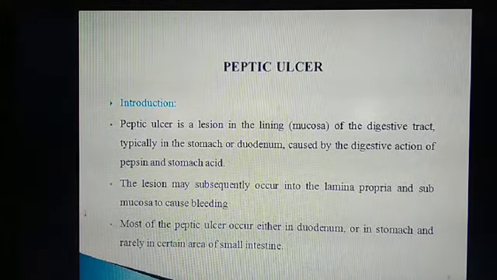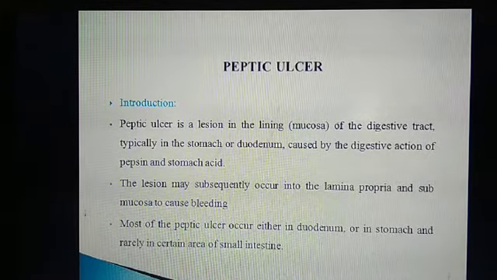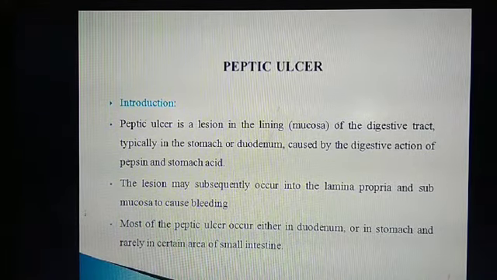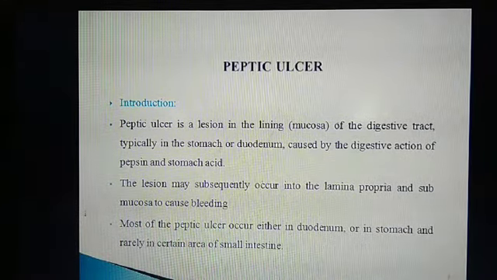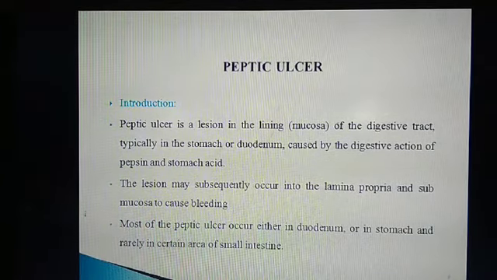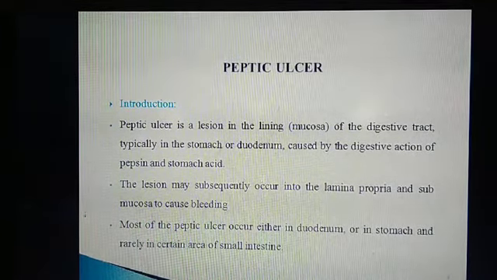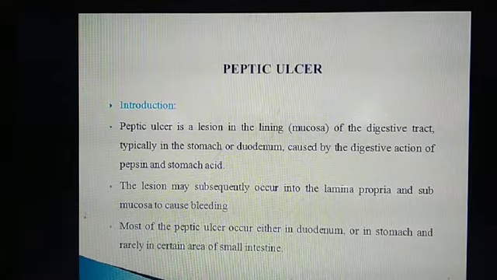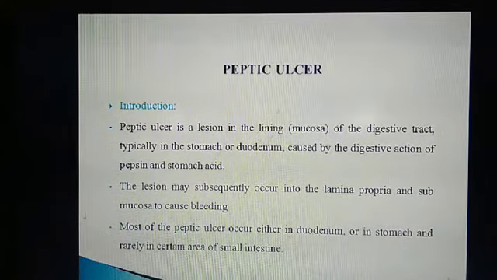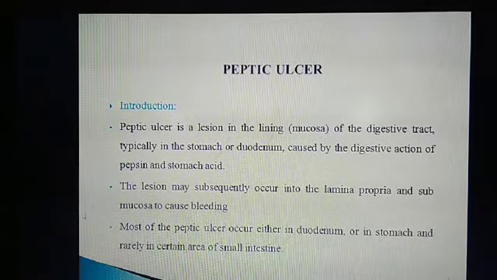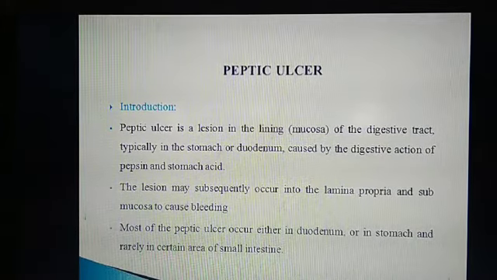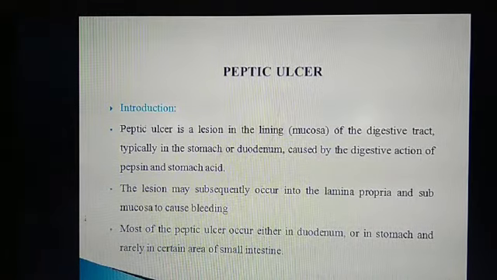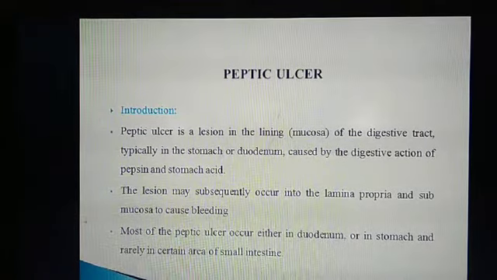So first of all, peptic ulcer can be defined as a lesion in the lining, that is of the mucosa of the digestive tract. Typically in the stomach or duodenum, this peptic ulcer is found. It is caused by the digestive action of pepsin and stomach acid, that is HCl and pepsin. This pepsin is an enzyme, so it has a role in our digestion.